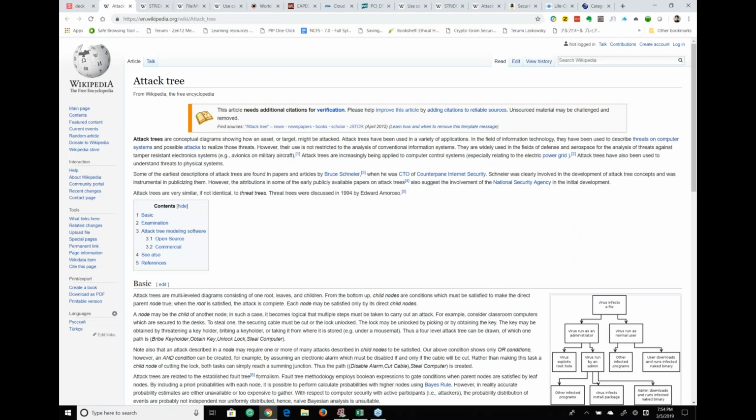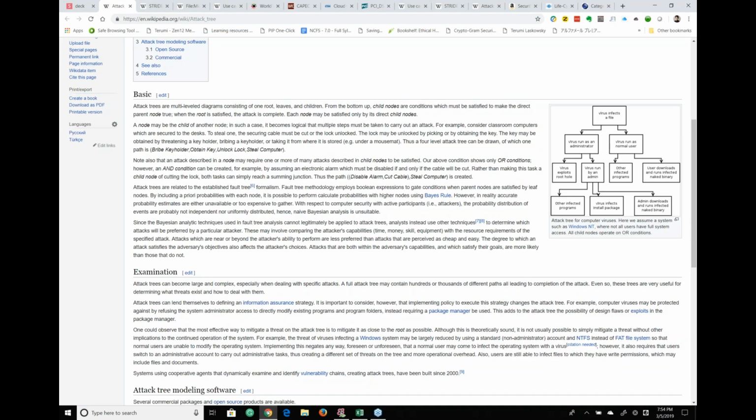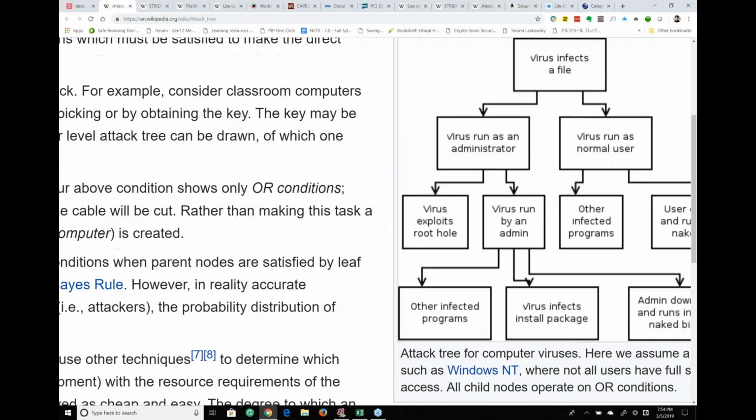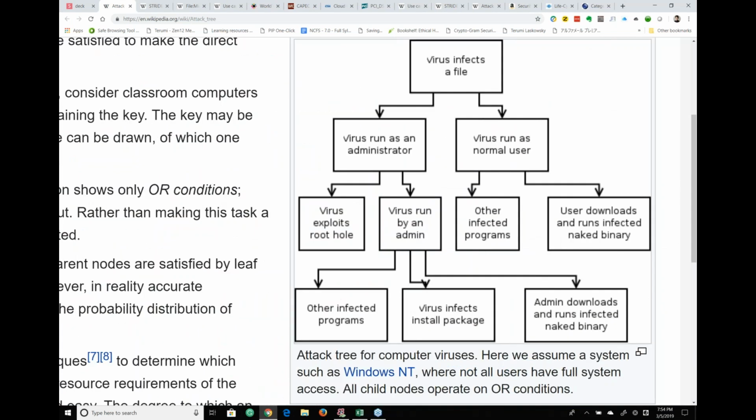So there it is. You don't have to recreate the wheel. People have come up with all the different ways that a virus or malware could possibly attack. It says virus affects a file. How? Virus runs as an administrator. Virus runs as a normal user. If it's an administrator, how do they go about it? Virus exploits root hole. Virus run by admin, etc. So do you see?